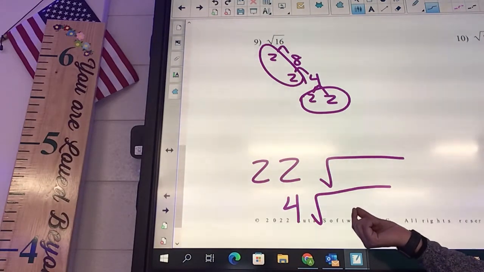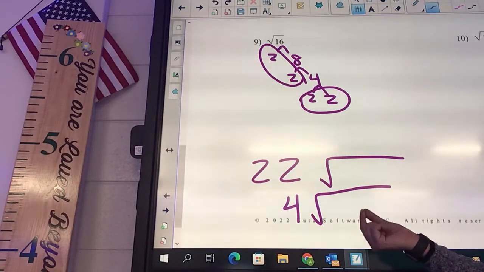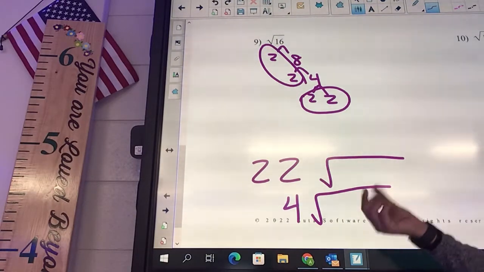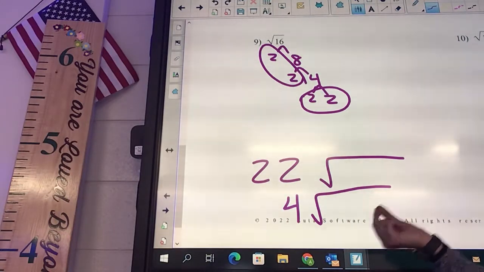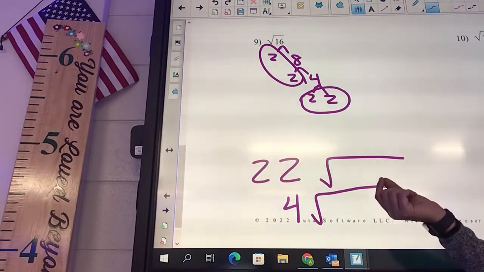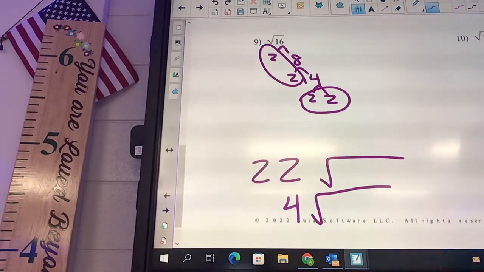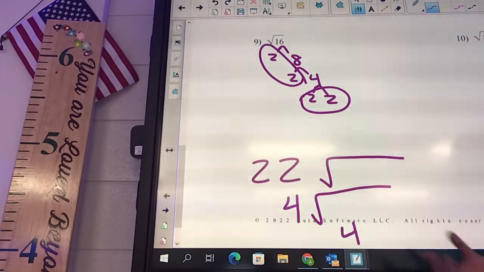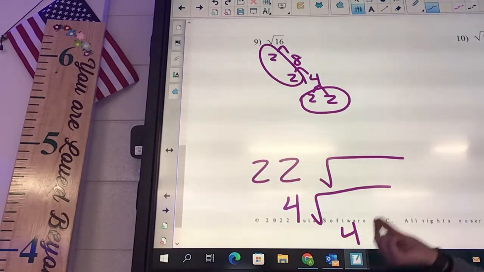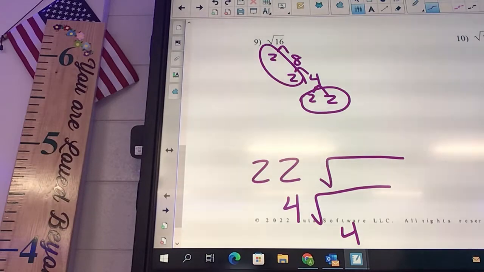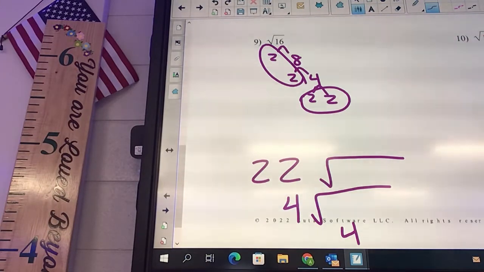And if you think about that, are there times when no one is at your house? Yeah, right? Everybody's gone. That's okay. However, do you normally see a problem like this as an answer? What is your answer? It's just 4. Okay, so I don't want to say don't be goofy, but don't be goofy and leave the radical on there when you know that it's not supposed to look like that. Okay? So there are going to be times where there's nothing left inside the radical, and that's totally okay.